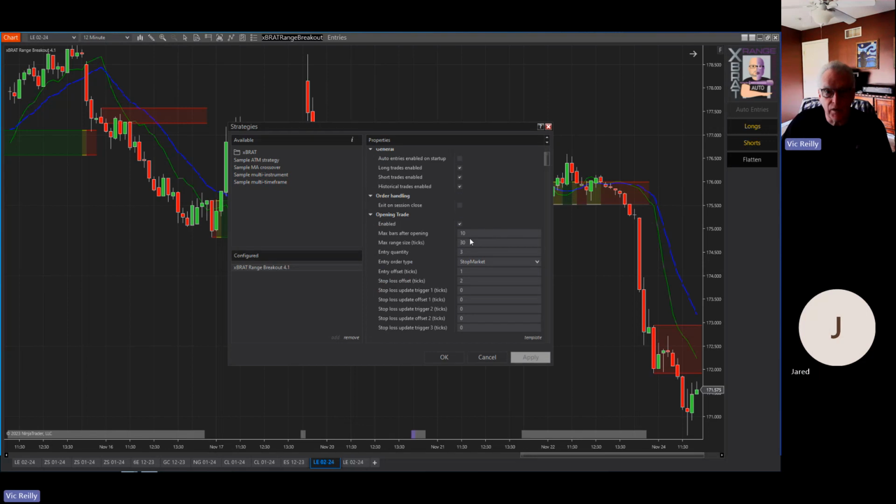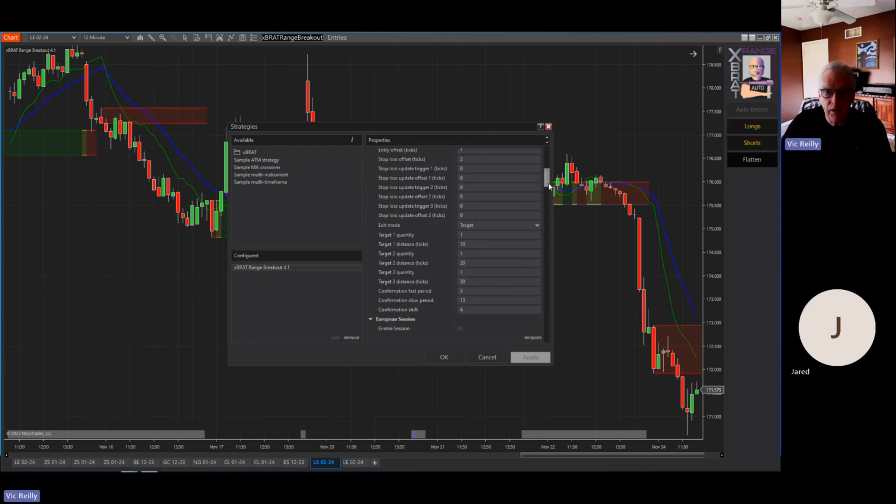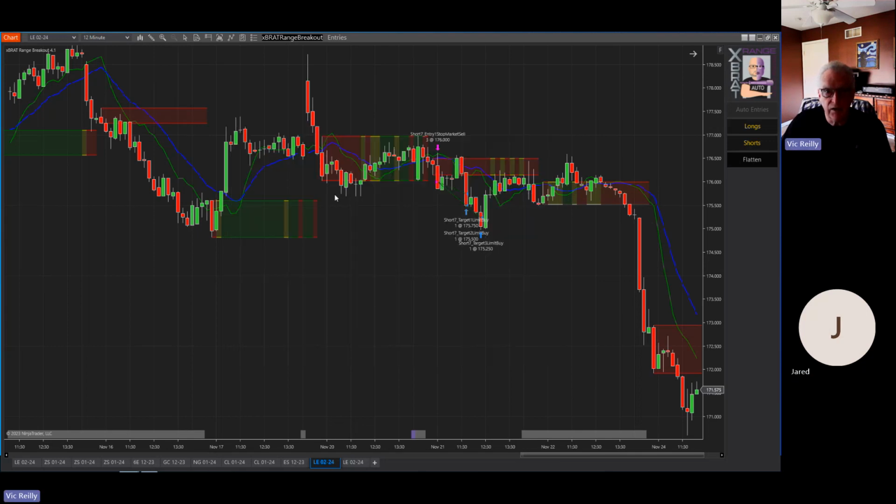The opening trade is where the 10 bars comes into play. But we also have the straddle, which would also exhaust after 10 bars. But then you also have the continuation trade, which has none of them. So throughout the day, if it were to pull back into this range, then you could have a continuation. It could come back in, test, and then go down, and you could have a runner to the downside.